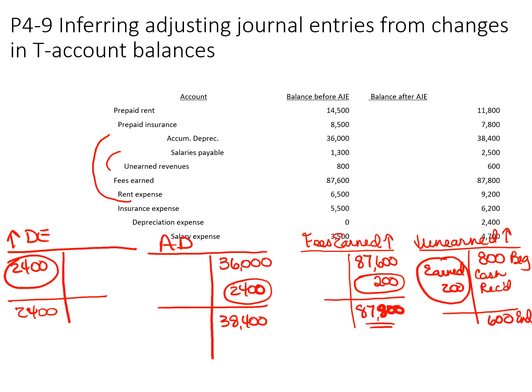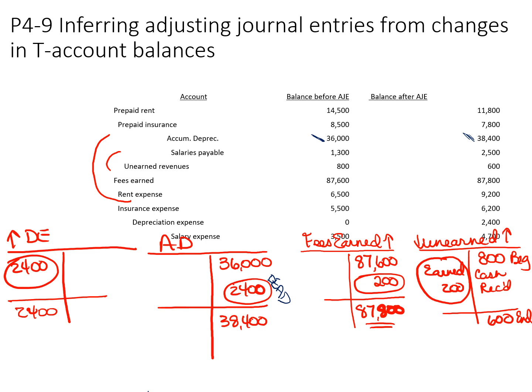We can see that accumulated depreciation before the entry was $36,000, afterwards was $38,400. The only time that it can go up is if we make that debit entry where we debit depreciation expense, which was 0 before the entry and $2,400 after the entry. So that is what the adjusting entry was. Debit DE, credit AD for the $2,400 change in both of those accounts.